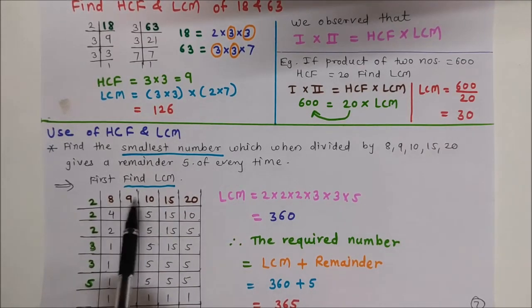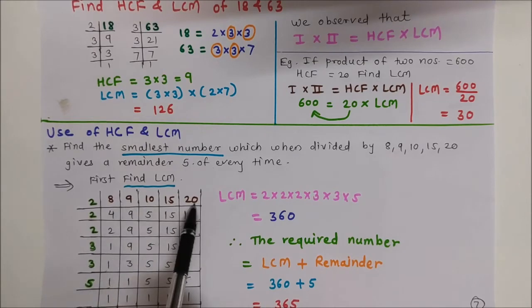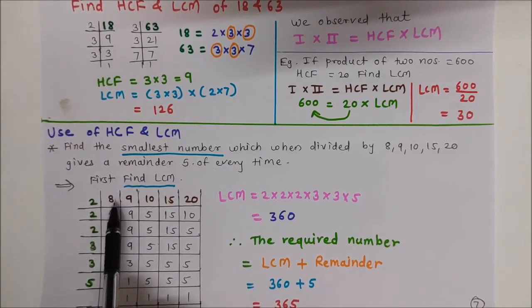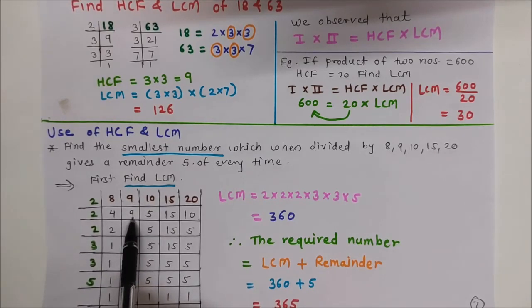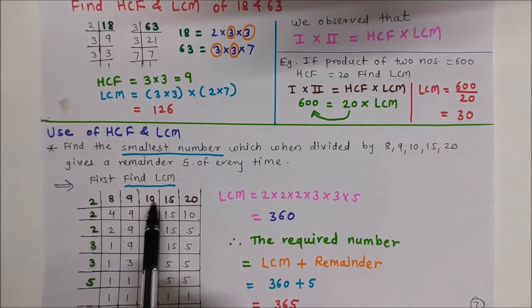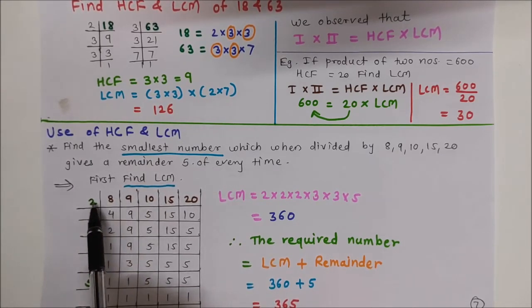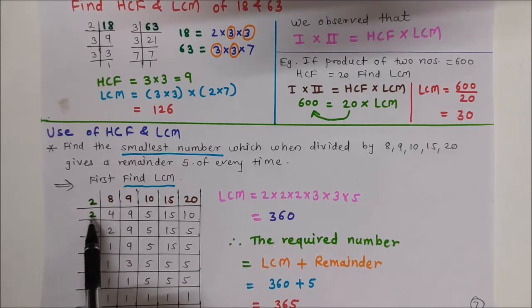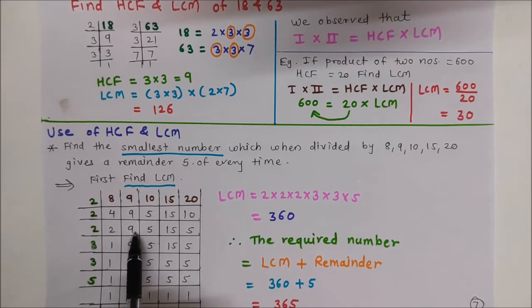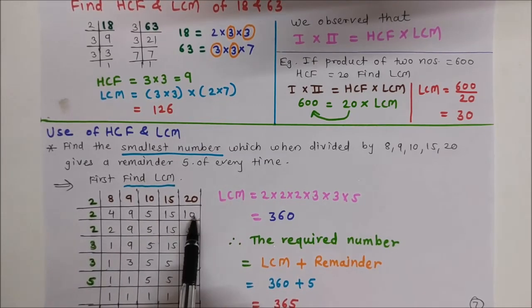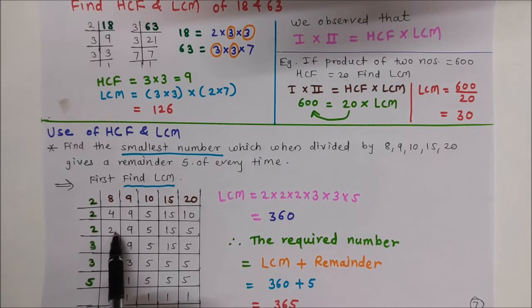Here 8, 10, 20 are even numbers, so we can take 2. 2 fours are 8. 9 as it is, because it is not divisible by 2. 2 fives are 10. 15 as it is. 2 tens are 20. Again here 4 and 10 are even numbers, so divisible by 2. 2 twos are 4. 9 as it is, 5 as it is, 15 as it is. 2 fives are 10.